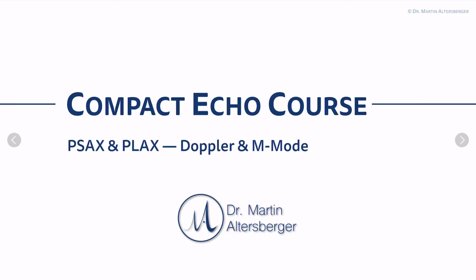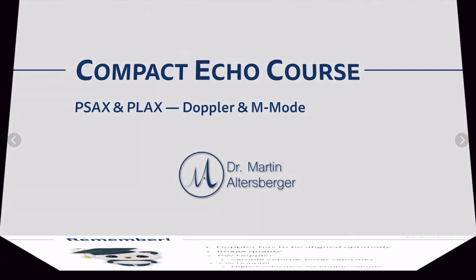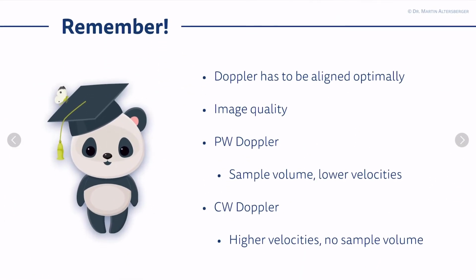Continuing with the compact echo course, we will discuss the parasternal short and also to a certain degree the parasternal long axis view, how to use Doppler, for example pulsed wave or continuous wave Doppler, and certain M-Mode measurements we already started to talk about in the prior video. So talking about Doppler, for Doppler we have to have an optimally aligned signal.